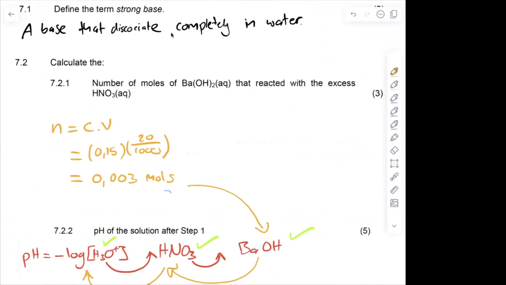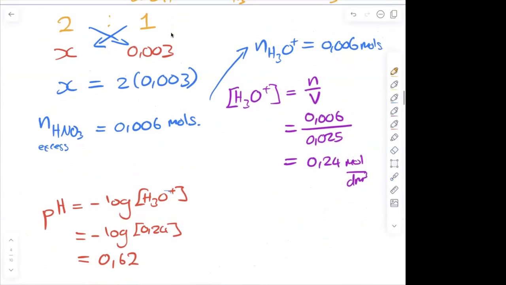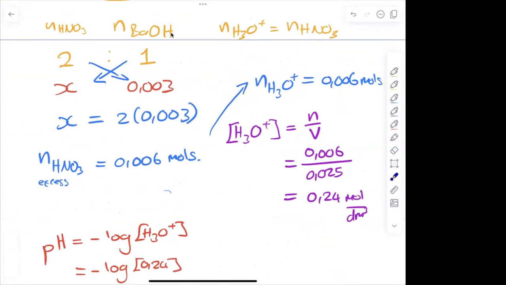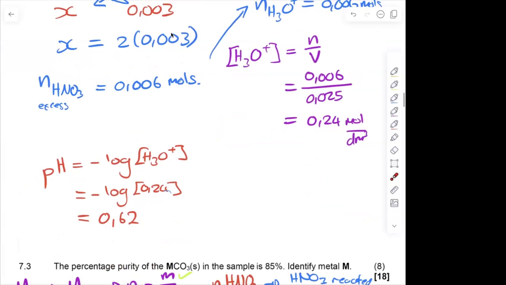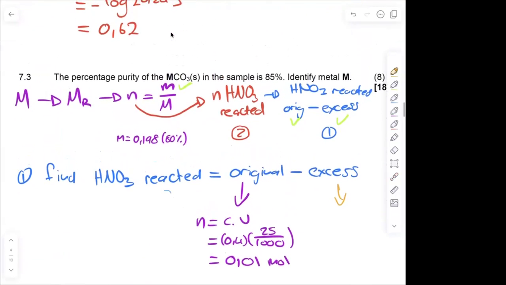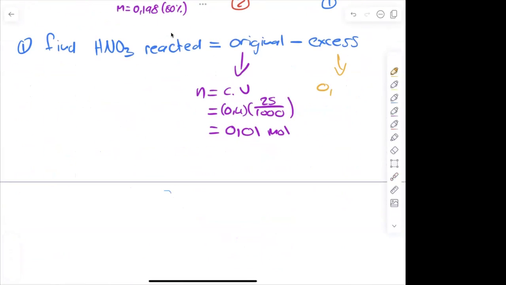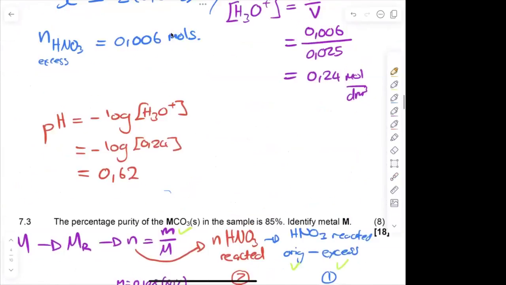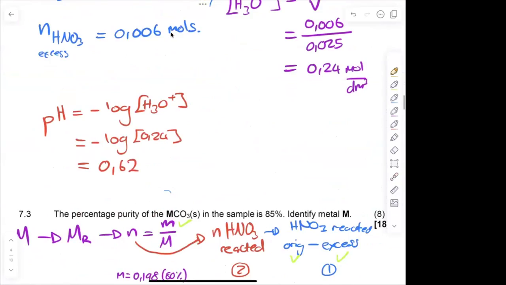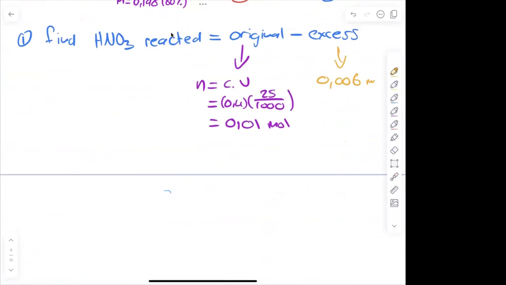And then we figured out there that the number of moles of HNO3 in excess is going to be this here. We did the mole ratio. So we had 0,003 moles of barium hydroxide, and the mole ratio is 1 is to 2, which means we ended up with 0,006 moles of nitric acid in excess. All right, so we can quickly go put that in. I don't need to do another calculation. That was 0,006. I hope I put that correctly. Yes, 0,006 moles in excess.